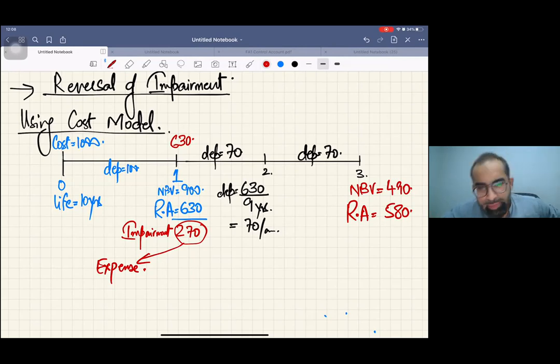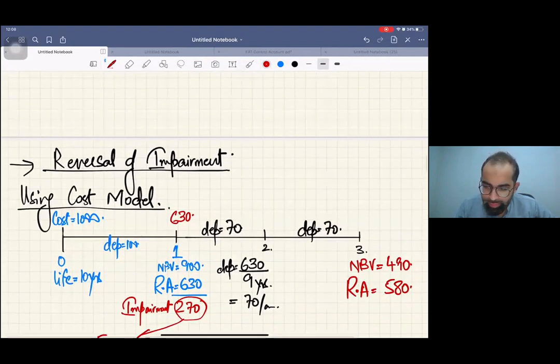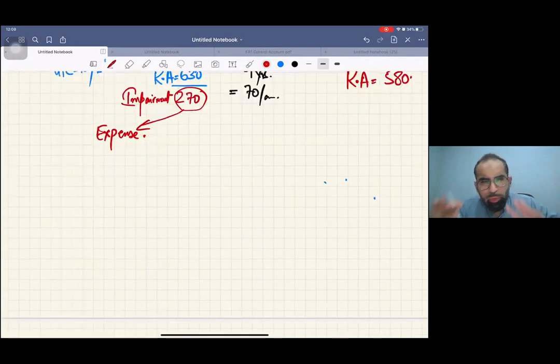So I did. Now, the question of a student is, sir, how will we book reversal of impairment? Are there any rules for the cost model? Yes. Look here. Reversal of impairment is totally allowed.